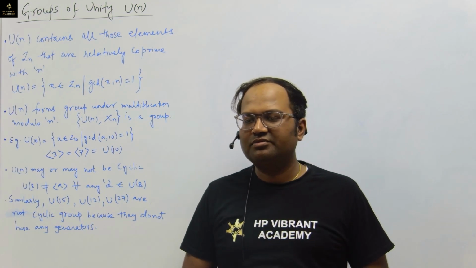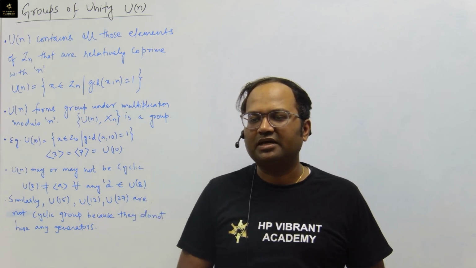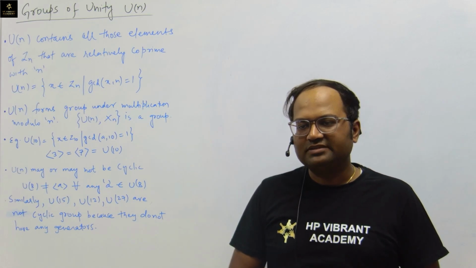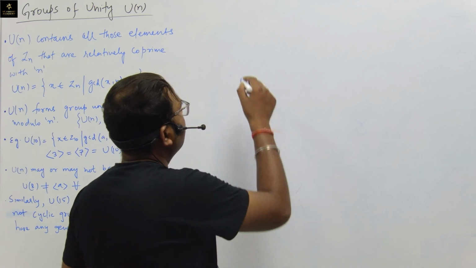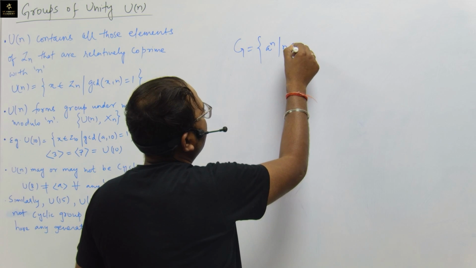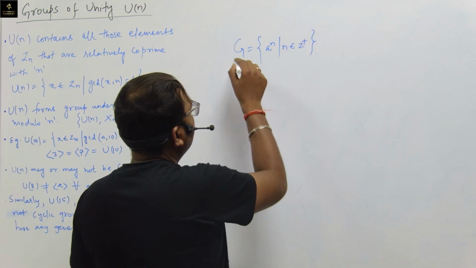In the last lecture we started the discussion on the cyclic group. What we saw in the previous lecture is that if a group is generated by a single element, then we call that group a cyclic group. The basic structure for the cyclic group is G equals a to the power n such that n belongs to positive integers. So this group is generated by a single element.